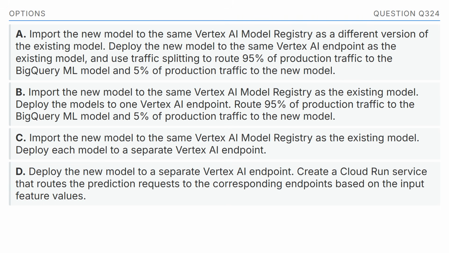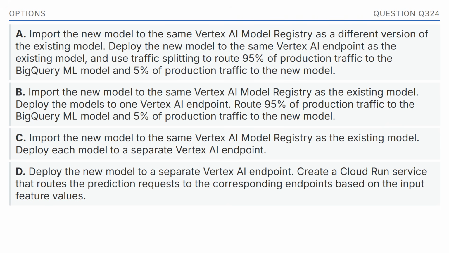Option B, import the new model to the same Vertex AI model registry as the existing model. Deploy the models to one Vertex AI endpoint. Route 95% of production traffic to the BigQuery ML model and 5% of production traffic to the new model. Option C, import the new model to the same Vertex AI model registry as the existing model. Deploy each model to a separate Vertex AI endpoint.